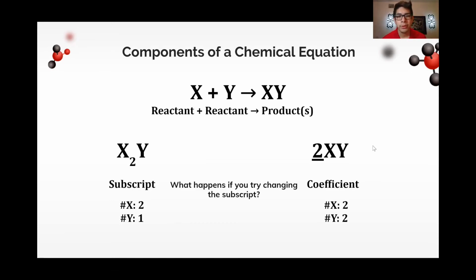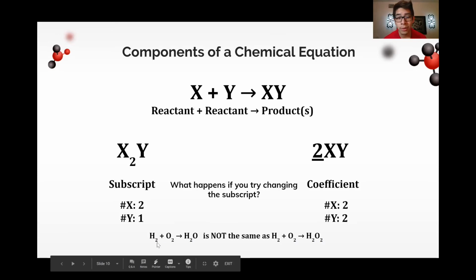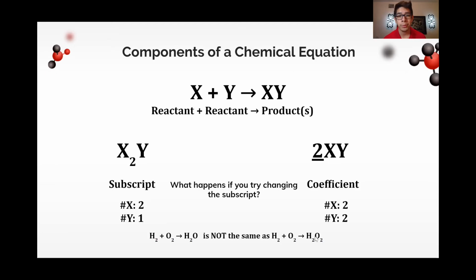So what happens if you were to try to change the subscript instead of the coefficient? Let's look at an example. H2 plus O2 yields water is not the same thing as H2 plus O2 yields hydrogen peroxide. As you can see here, your first equation, H2 plus O2 yields H2O, is not balanced because you have two oxygens on your reactant side, only one on your product side. If you were to just put a 2 right there, you would no longer have water, you would have hydrogen peroxide. This is why it's important that we only change the coefficients and not our subscripts, because then we are changing the identity of our formula.